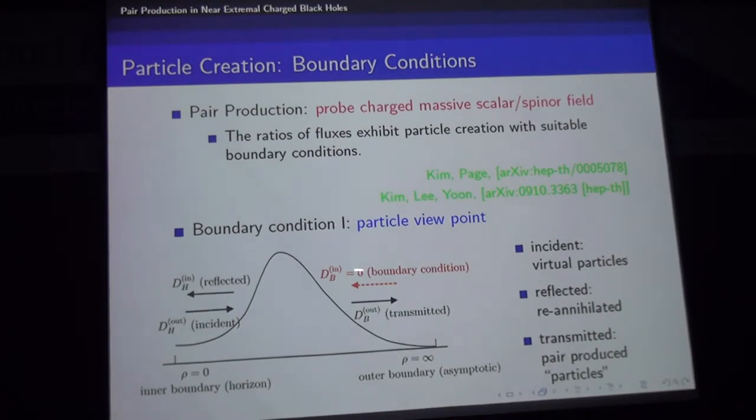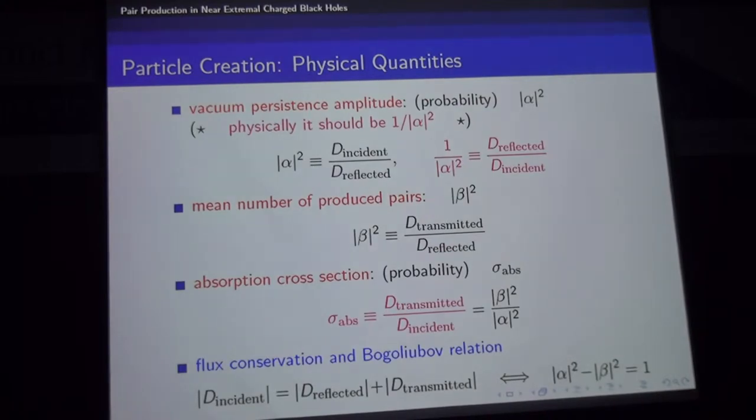So this outgoing flux on the outer boundary looks like the transmitted flux. This is like the pair-produced particle. And at the inner boundary, these two fluxes can be identified as the incident flux and the reflected flux. The incident part corresponds to the virtual pair particles, and the reflected part is like annihilation. So most of the virtual particles reannihilate, and only part of them can transmit to become real particles. So these three fluxes have quite an intuitive physical picture, and from this picture we can try to compute the pair production.